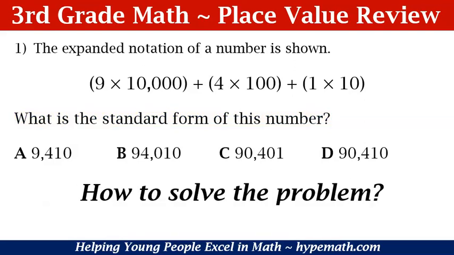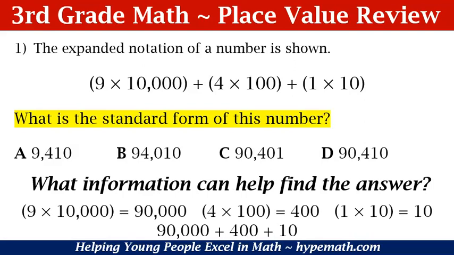How can we solve this problem? Let's take a look, because again, we said we have 90,000 plus 400 plus 10. So what we are going to do is look at our answer choices. Now let's look at A. Can A be the answer? Well, I don't think so.